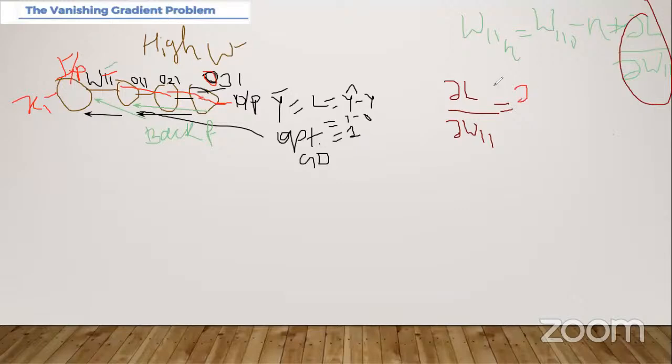The formula: dL by dO31, the first output, divided by dO21, the second, then multiplied by dO21. Again, O21 is dependent on what? O11. And this O11 will again go back to W11, correct?